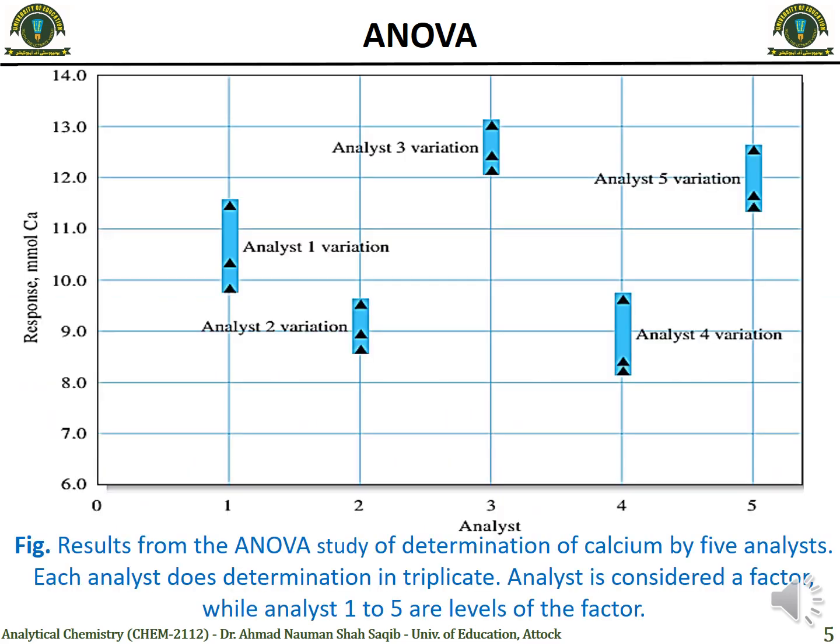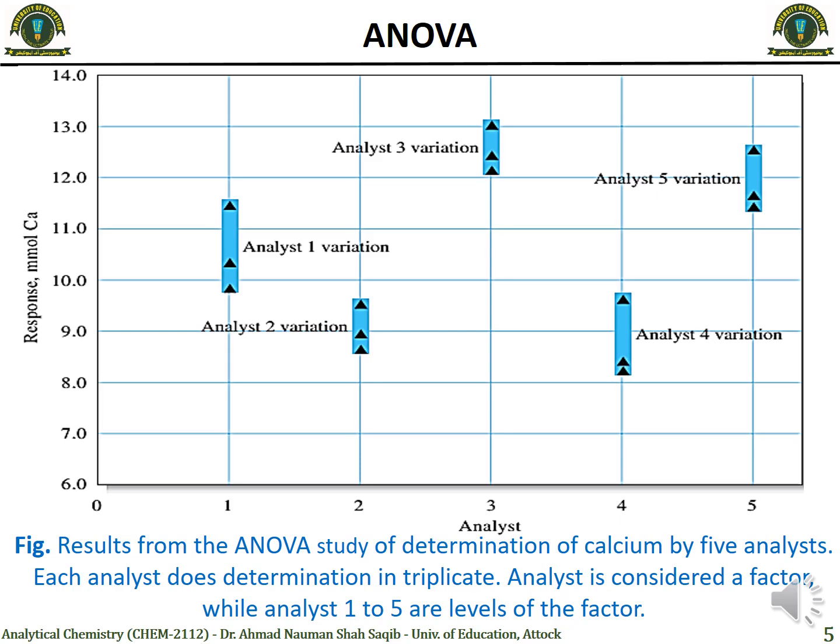So here is a pictorial diagram which shows the results of the ANOVA for determination of the calcium by 5 different analysts. So the 5 analysts are the factors, so we have put them on the x-axis. As you can see, the x-axis shows analysts 1, 2, 3, 4, 5, and the dependent variable is the response, that is the concentration of calcium in millimoles. So we have plotted it on the y-axis.